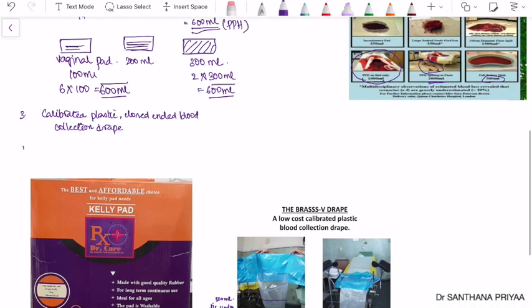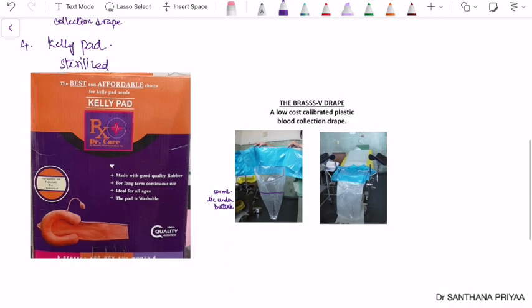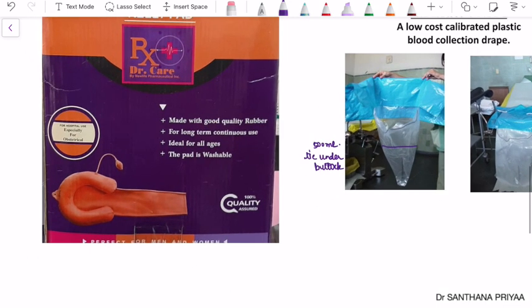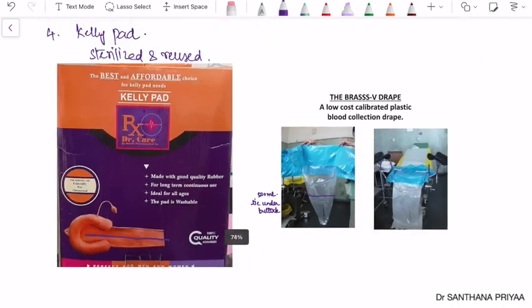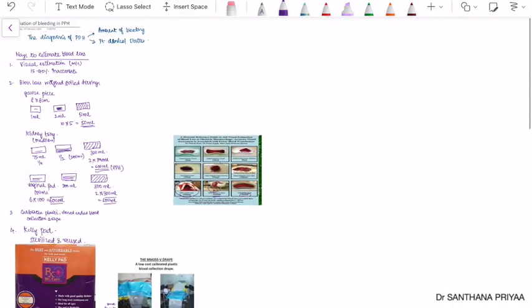Then the fourth one is Kelly's pad, which can be sterilized and reused. This is the pad which we stuck under the buttock. Blood will be collected under and we can measure it. This is washable. All these are ways to estimate blood loss.